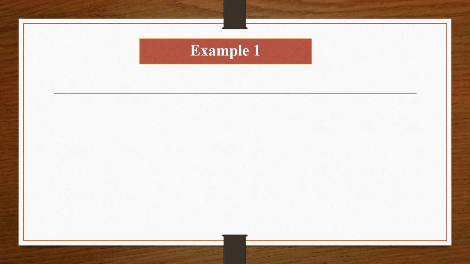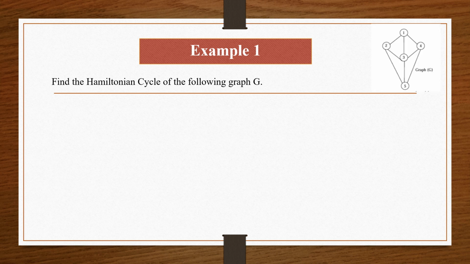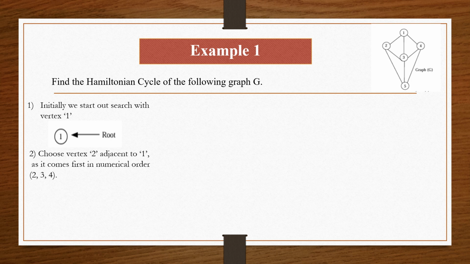So you will get a better understanding if we see this example. Find the Hamiltonian circuit of the following graph. This is the graph which has 5 vertices, 1, 2, 3, 4, 5, and the edges between those vertices are also represented. Initially, assume we are starting out with vertex 1. So this 1 serves as my root. Next, I will choose all the vertices which are adjacent to 1. So adjacent to 1 are 2, 3 and 4. Based on numerical order, we will visit 2 from 1.